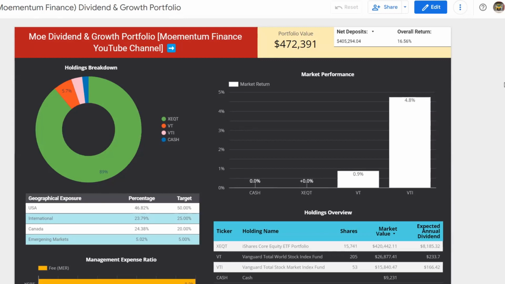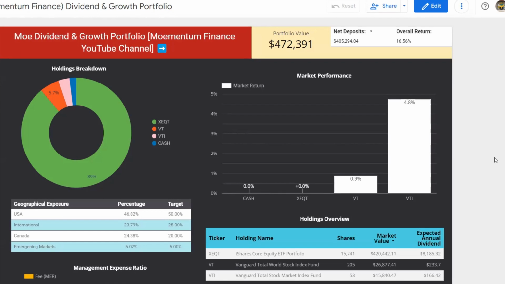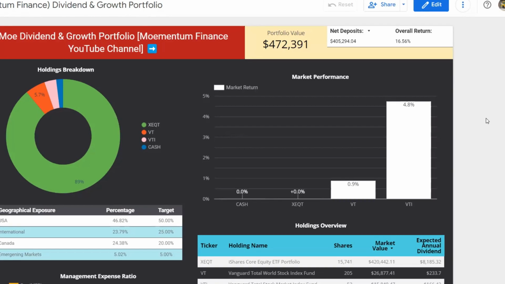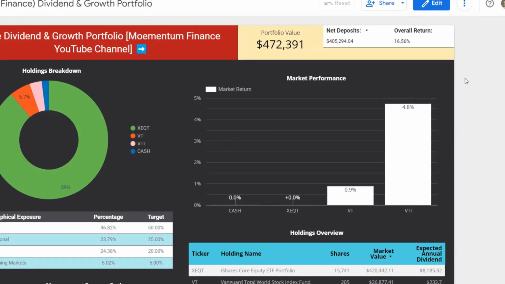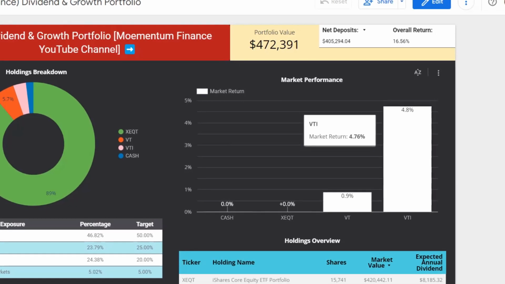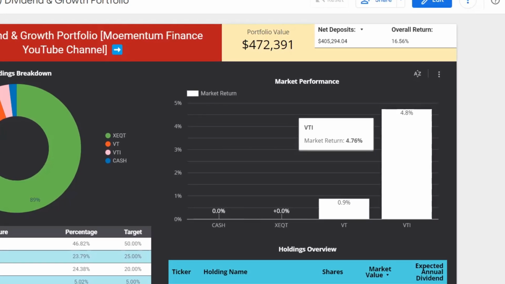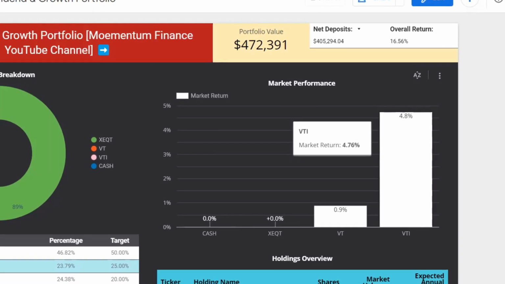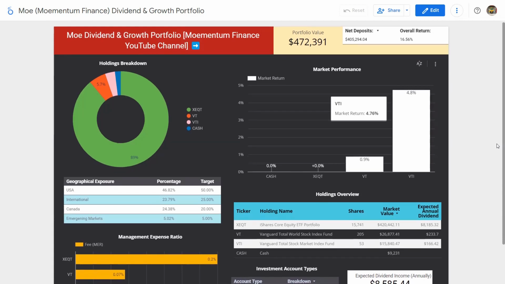This portfolio is currently showing a total value balance of $472,391. The amount that we have deposited into this portfolio from scratch, how much money we've put in, is $405,294. Since the inception of this portfolio, ever since we started investing, the value is up by roughly $70,000, or a total return, based on the money inputted and money growth, of 16.56%. I just want to also point out that a lot of the new money that I've put in this portfolio has been recent additions.